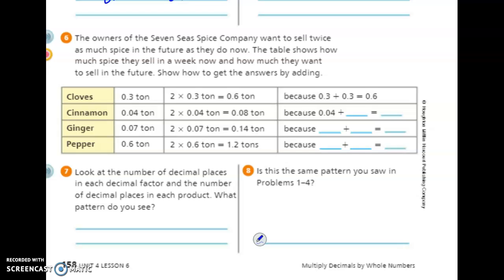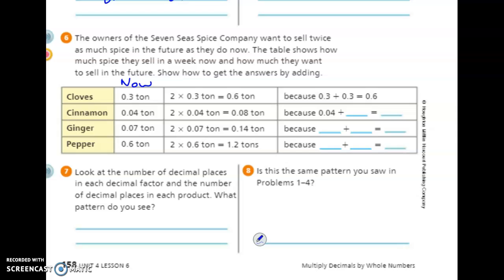So this is the owner of a spice company, and they want to sell twice as much spice in the future, probably so they can make twice as much money, as they do now. And so they're going to make a chart to figure out how much they're going to sell in the future. So cloves is a spice, like might be in a spice cake or spice bread, or sometimes people will put them on ham. Right now, this is what they sell. Right now they're selling 3/10 of a ton, and they want to double it. So we're going to multiply that, and what do you get?